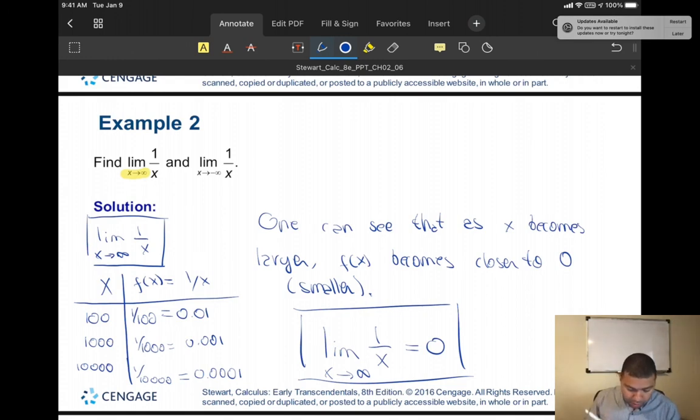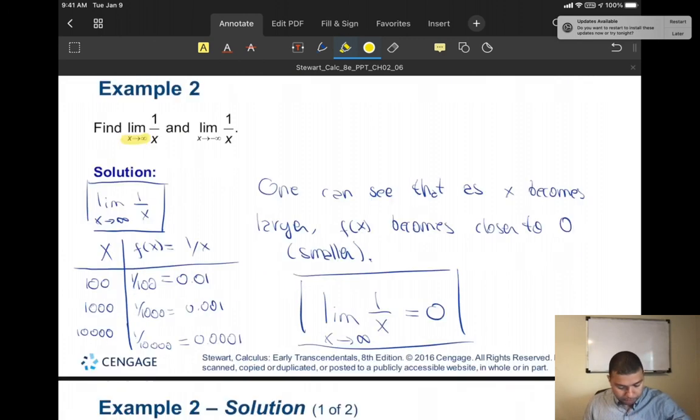I'll let you work the details of the other one on your own, but the same should be verified. The only difference is x is becoming very negative, very large negative, so minus 100, minus 1,000, minus 10,000, and so on. So all you're going to see is negative signs in front of those numbers. But that doesn't change the fact that they're close to 0. They're just to the left of 0. But I'll let you work on this second example on your own.